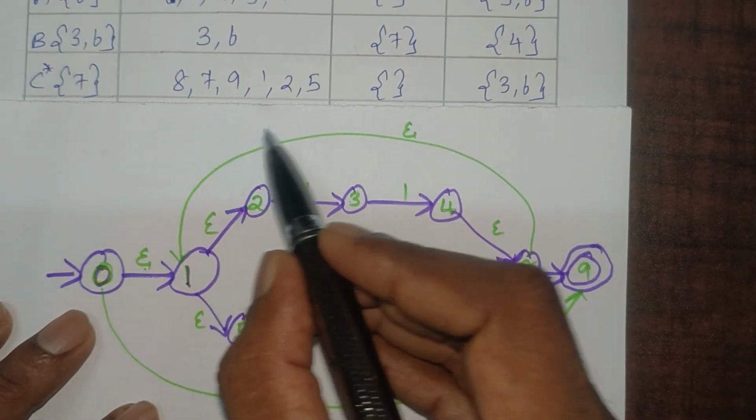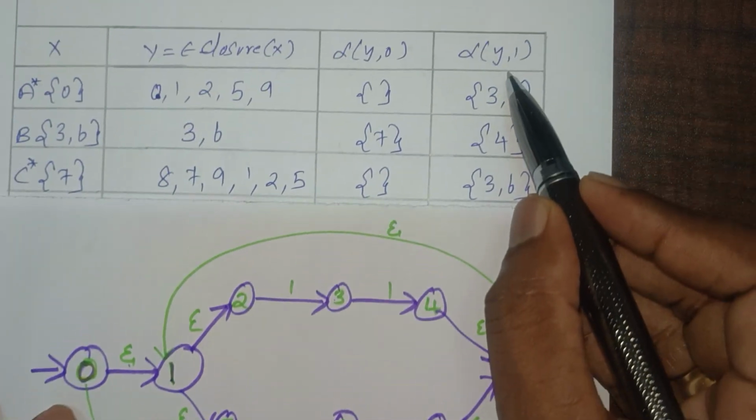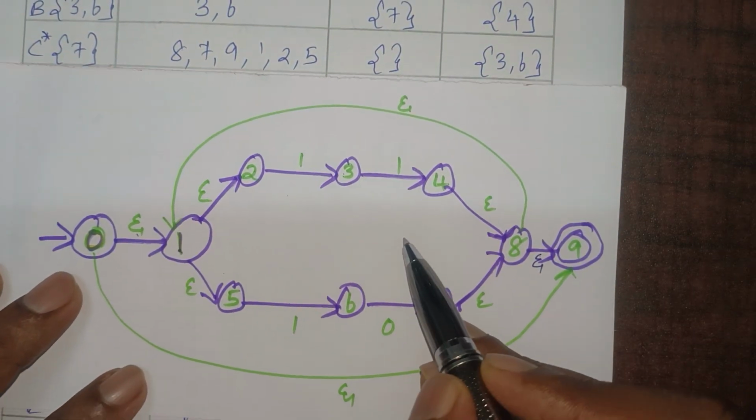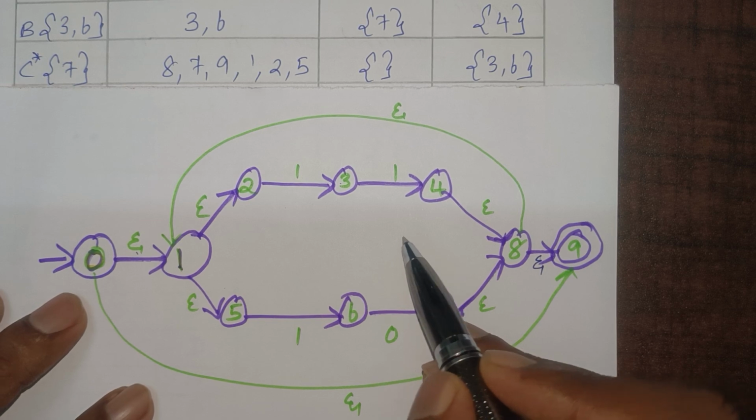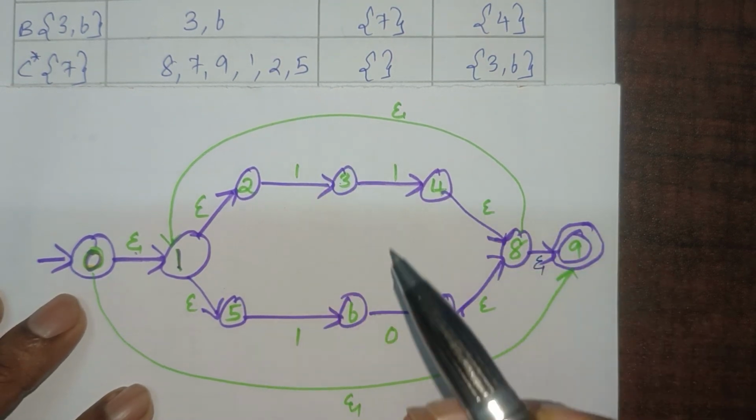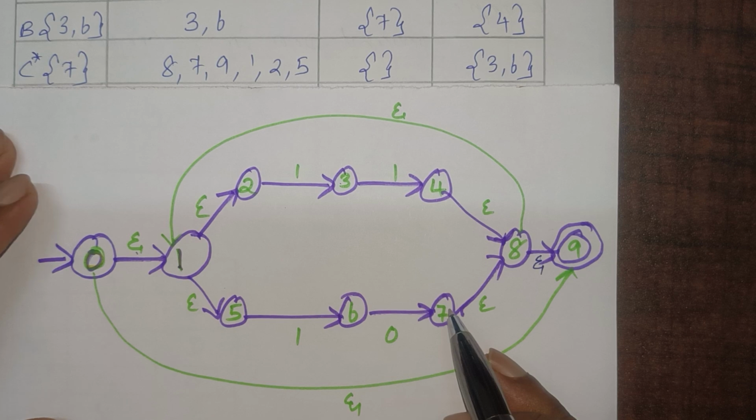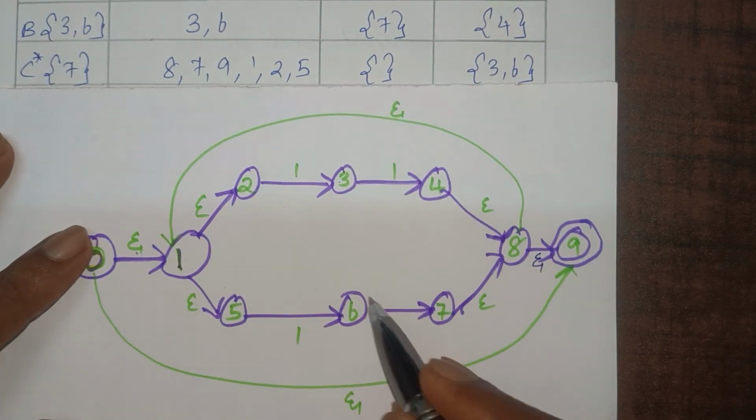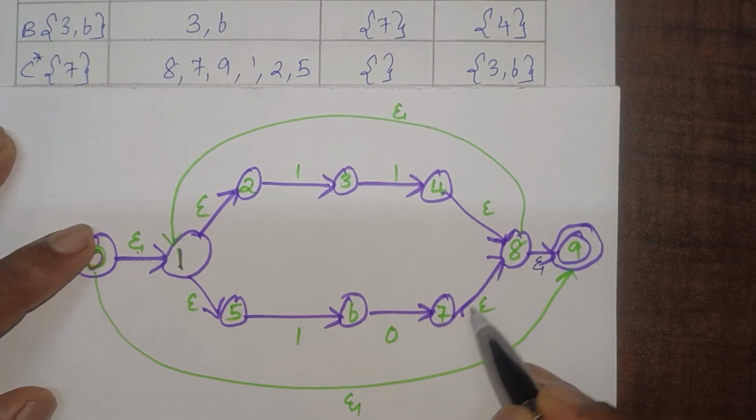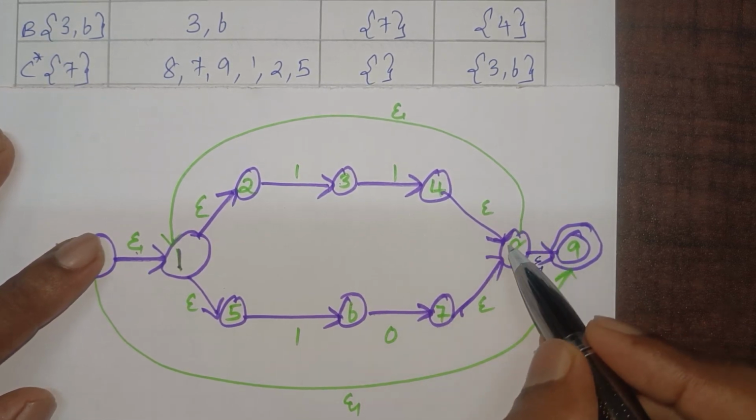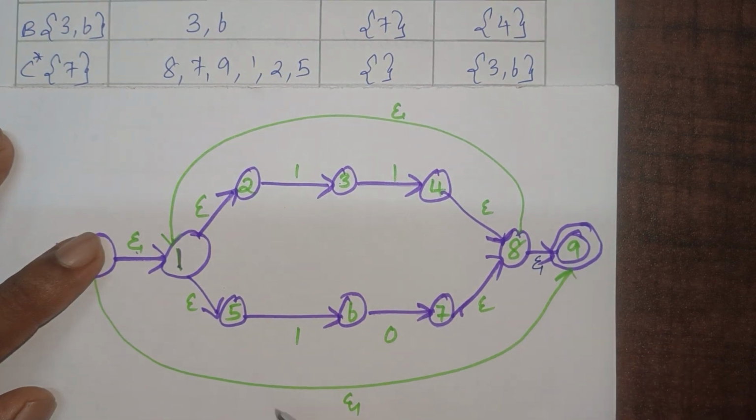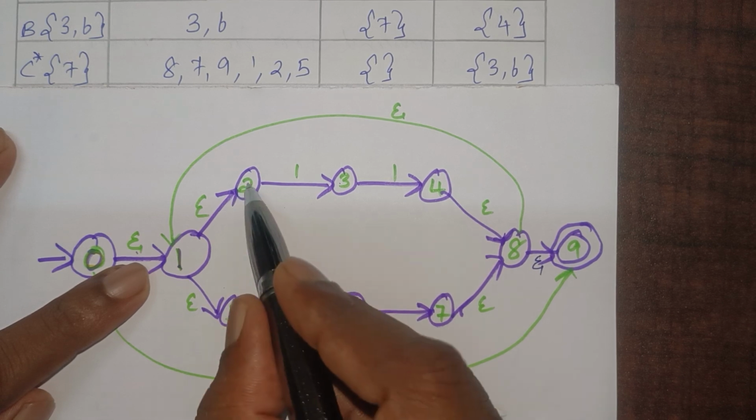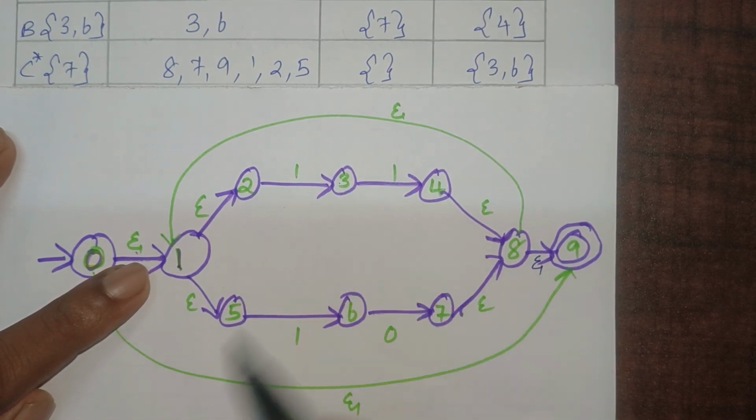So now I am going to check again y comma 1. So here it is y comma 1. So now I am going to check whether this y, this 8, 7, 9, 1, 2, 5, is taking 1 to reach any other destination. Now you can check it here. So 8 is not taking 1. So 7 is also not taking 1. And then 9 is not taking 1. And here you can check it, 1 is not taking 1. But 2 is taking 1 to reach 3.